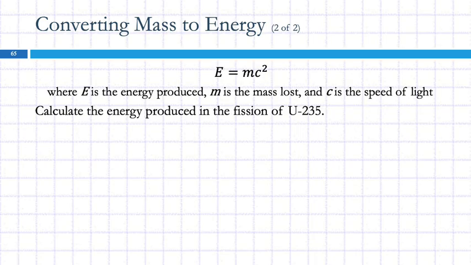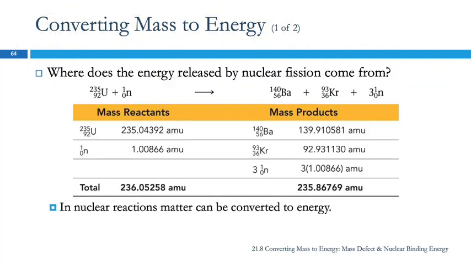So I think everyone's seen this equation before. E equals mc squared. So this is actually a very valid equation. The energy produced is equal to the mass lost times the speed of light squared. So we can calculate the energy that's produced in the fission of uranium-235. But I have to go back to see those numbers.